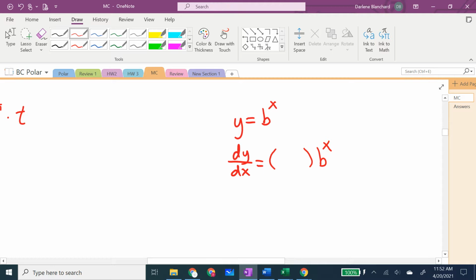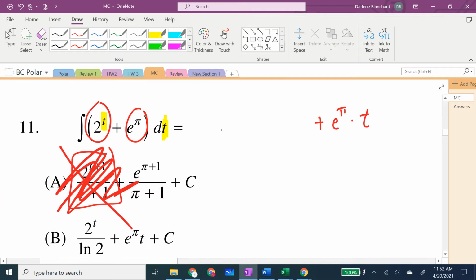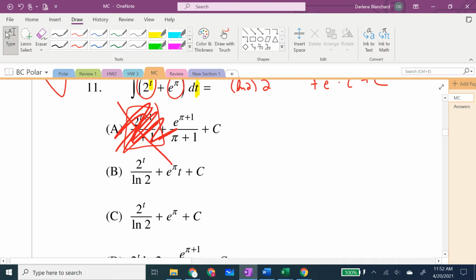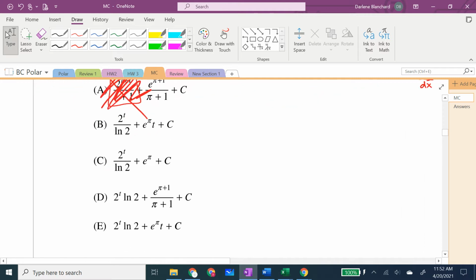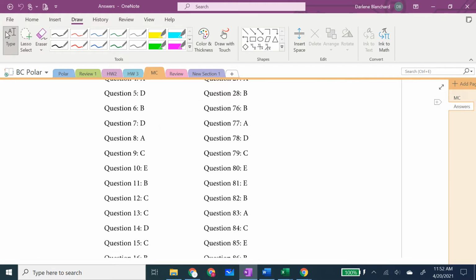Exponential functions are the only ones whose derivatives are constant multiples of themselves. And that constant multiple is the natural log of whatever the base number is. So natural log of 2 times the function 2 to the t, and then a plus c, and that gives us one of these answers. Is that E? Yes. And I'm going to double check. This is number 11. Number 11 is B.